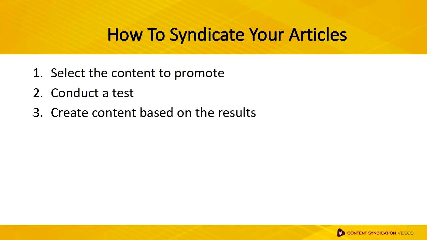How to start syndicating your articles. There are three simple steps to start syndicating your articles. 1. Select the content to promote. 2. Conduct a test. 3. Create content based on the results.